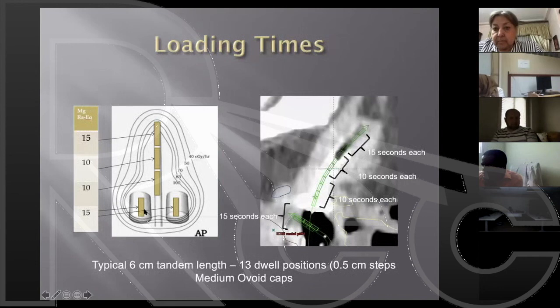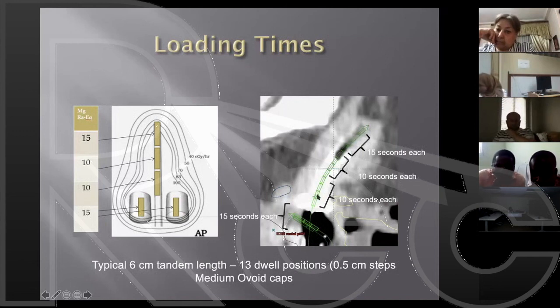In terms of loading times, I mentioned the tip of the tandem getting 15, 10, 10 in the lower tandem, and then 15s if you use medium or large ovoids. We reduce the ovoid loading to a 10 for small ovoids. You can see the dwell positions with HDR are a little different than 2-centimeter cesium sources. We divide the number of dwell positions in the tandem by 3 and give 1/3 of the seconds to each position. So the top third of the dwell positions in the tip will get 15, the middle third will get 10, and the lower third will get 10. And then the dwell positions within the ovoid will get 15, I'm sorry.